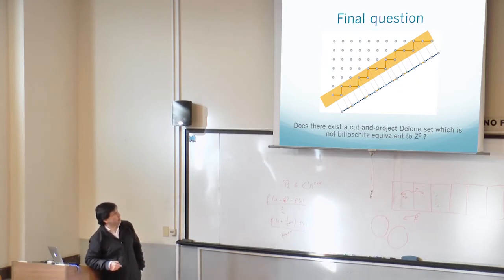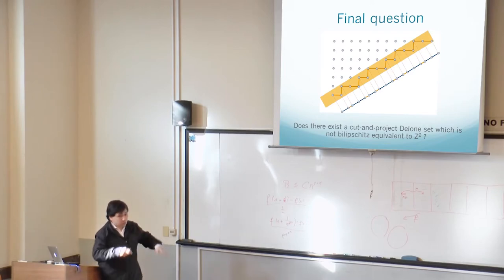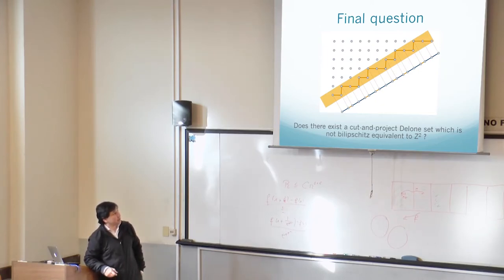And the natural thing to do in dimension two is you take a plane in dimension three, which is totally irrational, which means that the angles do not have any kind of linear dependence among them, and then you project into the plane, you get the Delone set of the plane, and the question is whether this subset of the plane can be non-bi-Lipschitz equivalent to Z2. Okay?